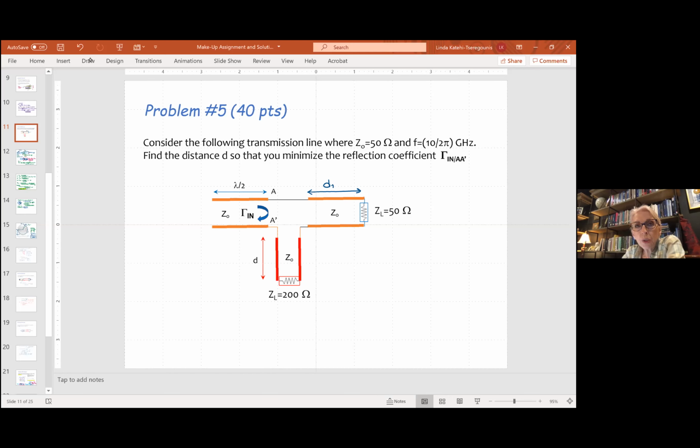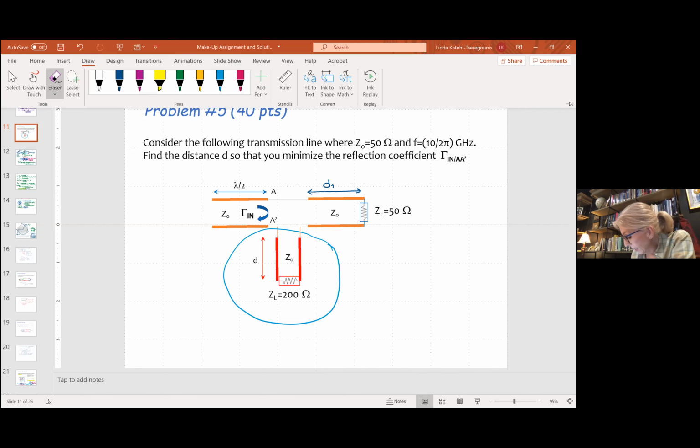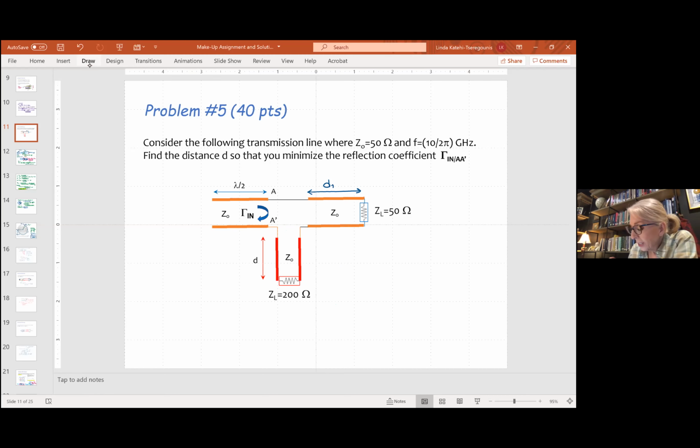And to clarify, we use the name stub for a section of a line that has an open or a short at the end. So an open-ended section of line is called an open-ended stub, and a section of line with a short at the end, which we use to cancel something out, is called a short-circuited stub. But a line that has a load at the end is not called a stub. So this one that I'm drawing looks like a stub, but it's not a stub, it's a section of line. And this line has a load of 200 ohms at the end. And then there is this other section of line that has 50 ohms at the end.